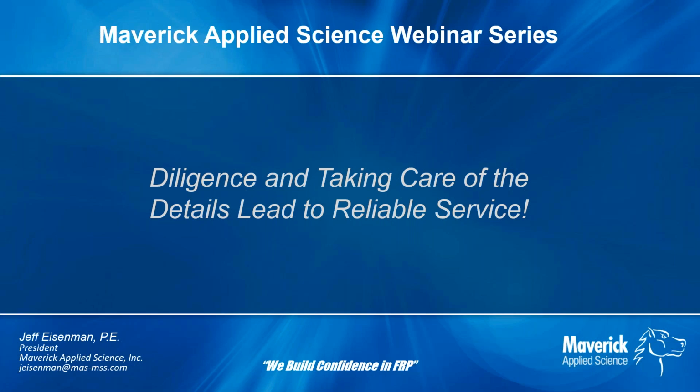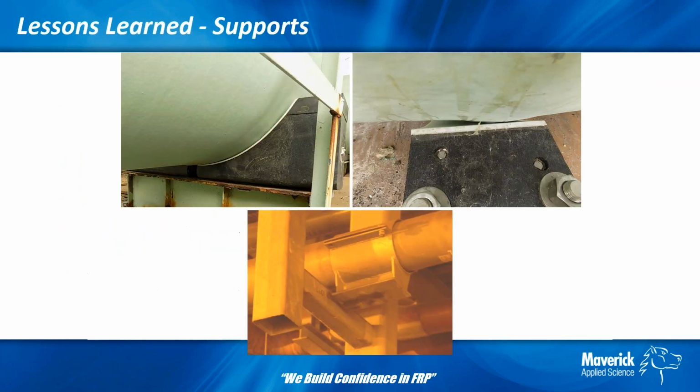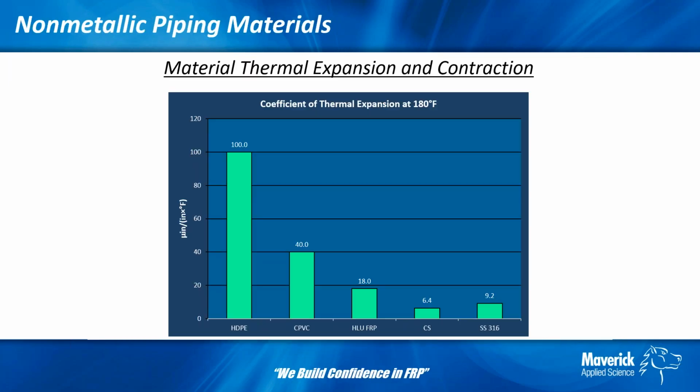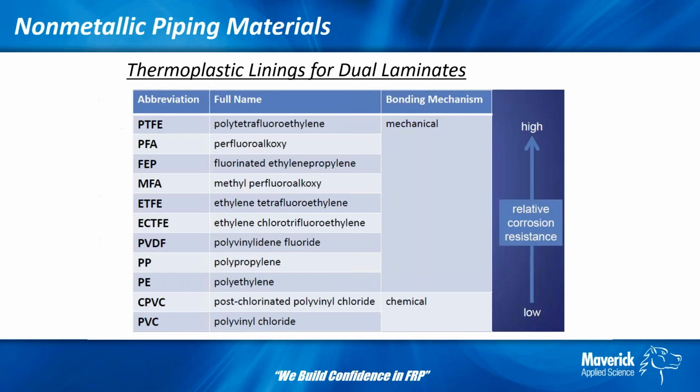So with respect to bonding of dual laminates, you may recall the slide with the dual laminates here. Okay, that's the one right there. So here's the range of thermoplastics that we have for bonding dual laminates. Looking at this range, generally speaking, you have two options here. Some of them are chemically bonded and some of them are mechanically bonded.